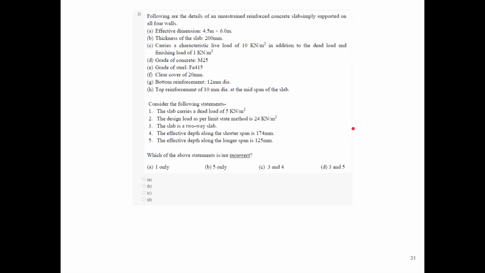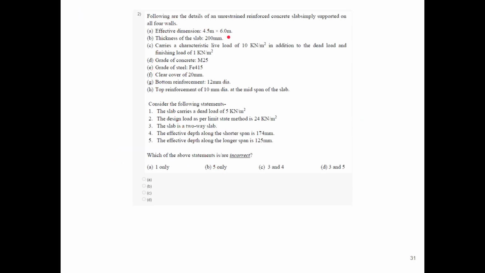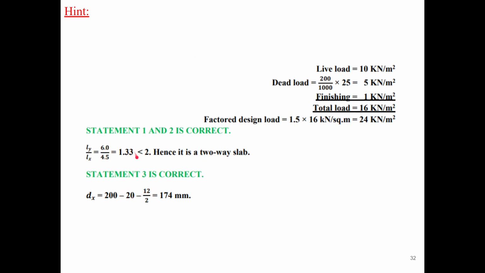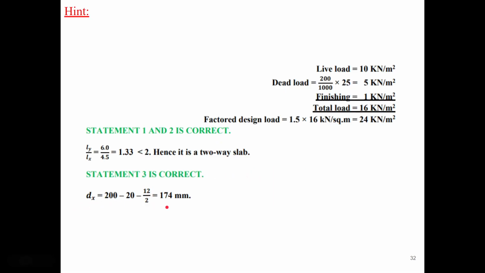So therefore, the dead load of 5 kilonewton per meter square is satisfied and the design load of 24 is also satisfied. So both 1 and 2 are correct. So A is not correct. Then Ly by Lx, if we see 6 by 4.5, it will definitely be less than 2. It is around 1.33, so it is a two-way slab. Okay, so 3 is correct. So C and D are not correct, A is also not correct, so the correct option is B. Okay, so let us see in more detail.